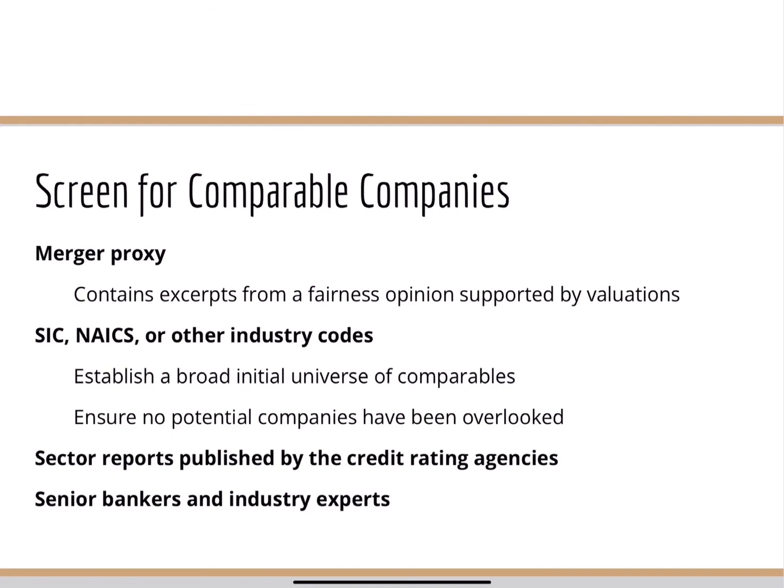Besides that, we can also check their merger proxy, which means the proxy statement for relatively recent merger and acquisition transactions in the sector. They usually have a fairness opinion for the purchase price or deal terms, which is supported by the valuation methodologies for the target, and those valuation methodologies have a list of comparable companies we can check. The other one would be industry codes such as SIC, Standard Industrial Classification, and NAICS, the North American Industry Classification System. We can use those industry codes to establish a broad initial universe of comparables and ensure no potential companies have been overlooked in the end.